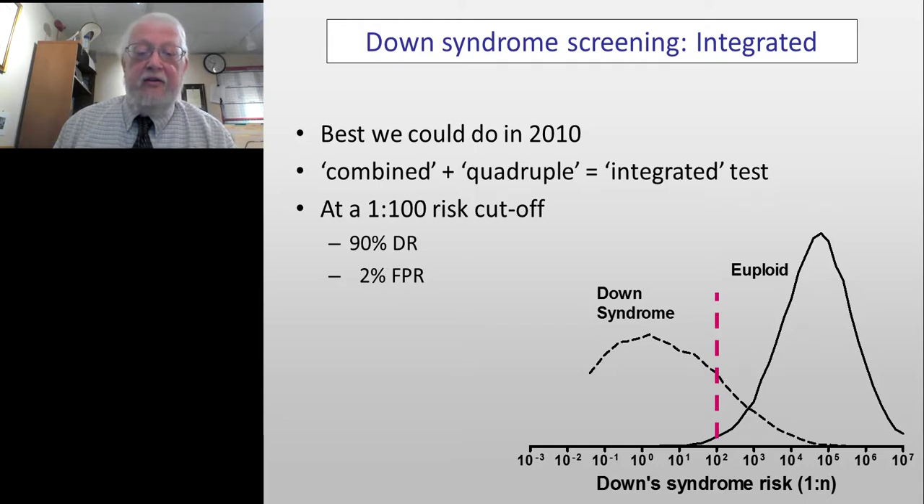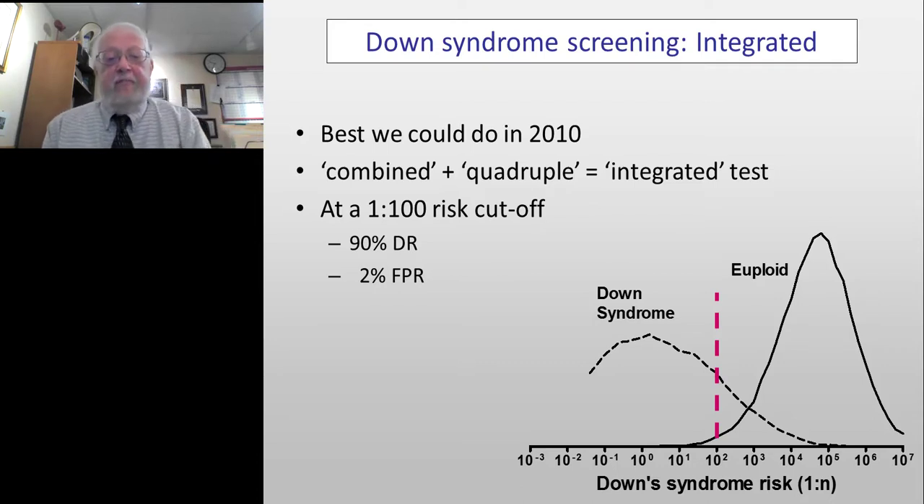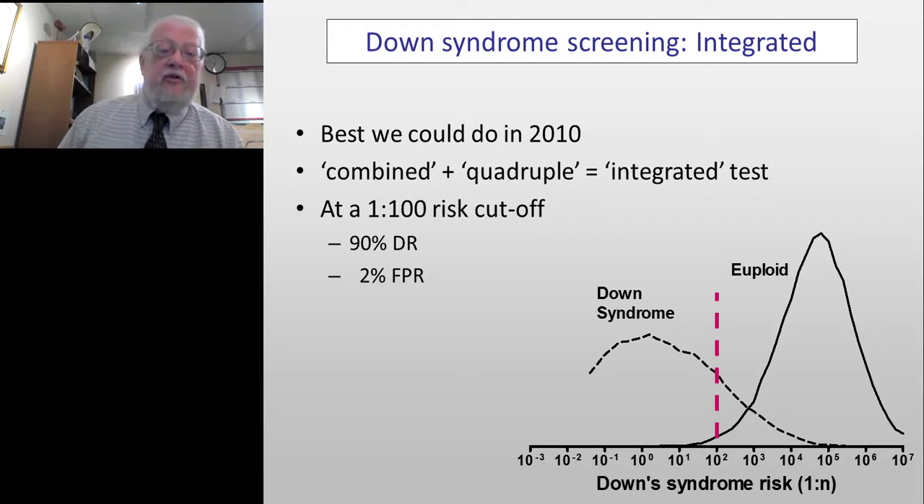You can see that only this little portion of the euploid pregnancies would be screened positive, while the vast majority of the Down syndrome pregnancies are screened positive, roughly a 90% detection rate for a 2% false positive rate. That's really a pretty good prenatal screening test. It's about a 45-fold increase in risk over the woman's age-based risk if she's screened positive. So that's where we were. It's a pretty good test, but it could always be improved.